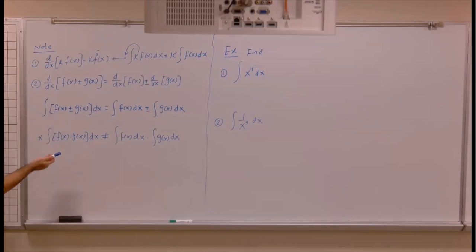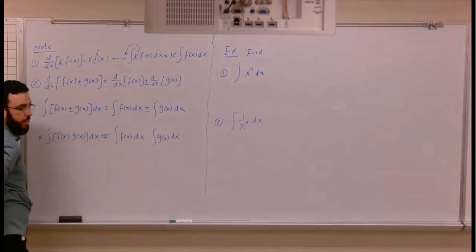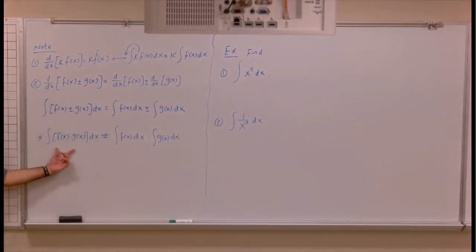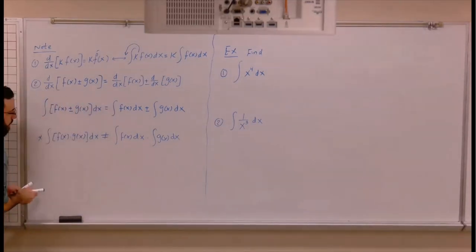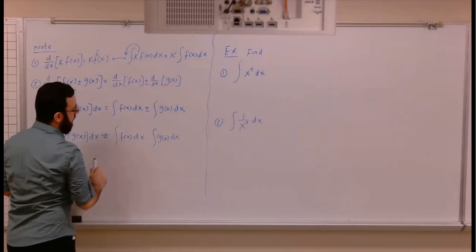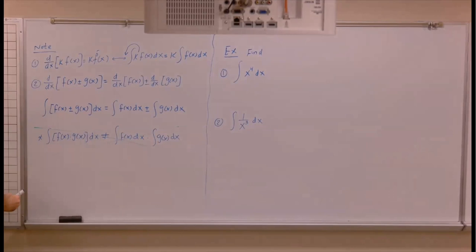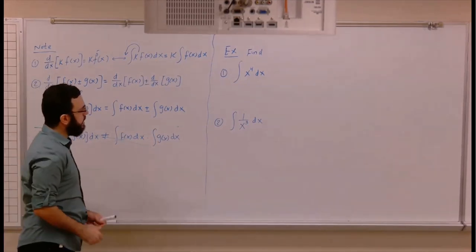The integral is going to be the same thing. The integral for the sum or difference between two functions is going to be the integral for the first one and the integral for the second one. What about if we have multiplication? You can't do that with multiplication. The integral of the multiplication of two functions does not equal the integral for the first function times the integral for the second function. So you can't do that. Let's check these examples.